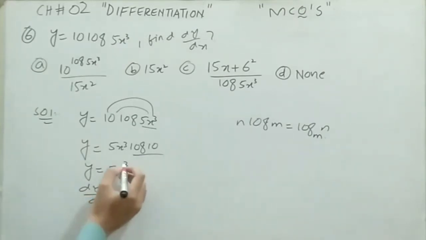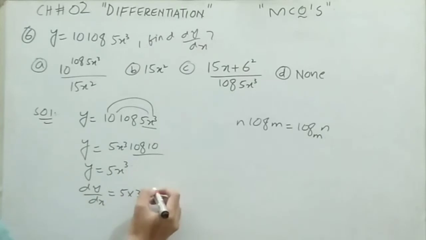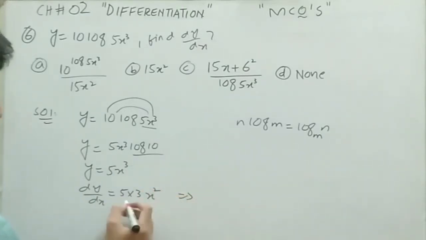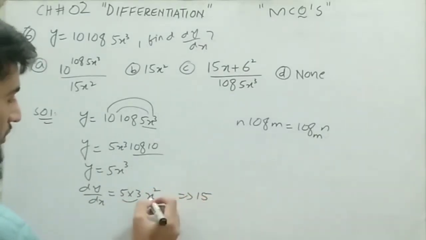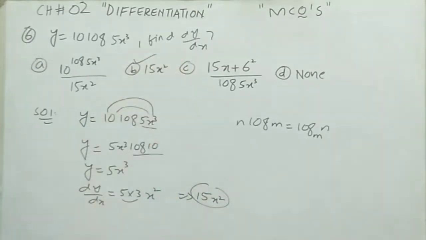So it becomes 3 will come to the front, multiply with 5 and we will subtract 1 in the power. So 3 minus 1 gives us 2. So the result will be 5 multiplied by 3 gives us 15 and x square. So the required result is 15x square. Option number B is the right option.